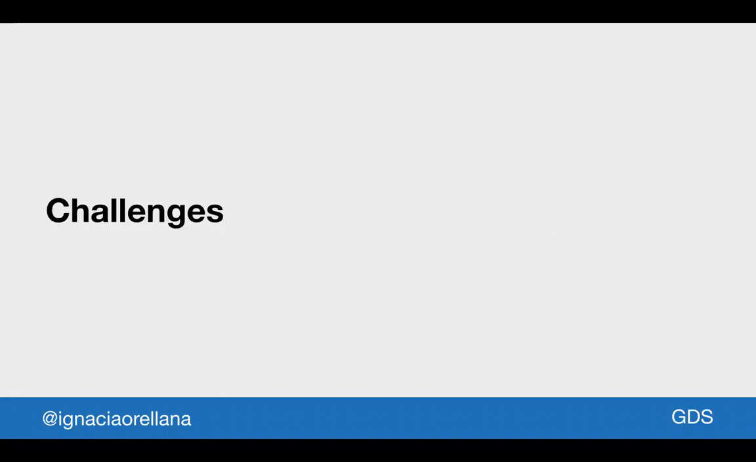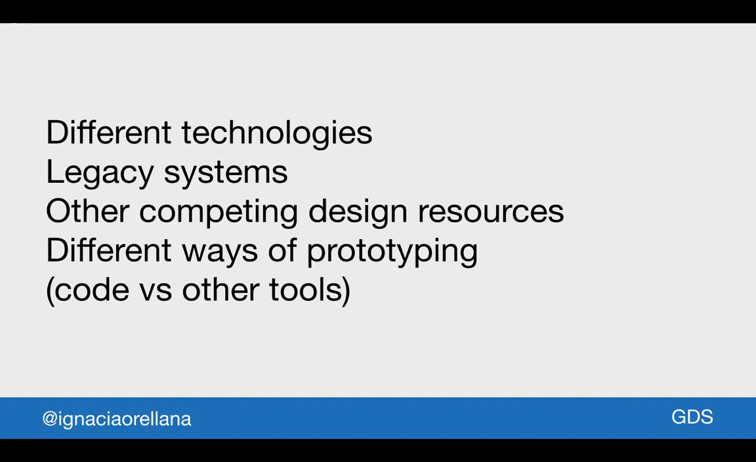So let's look at some of the barriers that we face while trying to address these. This is the environment across government in which designers and developers may work. There are different technologies. There are a lot of legacy systems where things are very difficult and challenging to change. There are competing design resources. There are other pattern libraries in government as well. And there are different ways of prototyping. We have designers that prototype with code, but we have a lot of designers that prototype using Sketch or other tools.